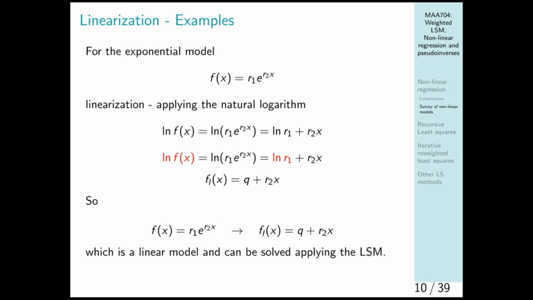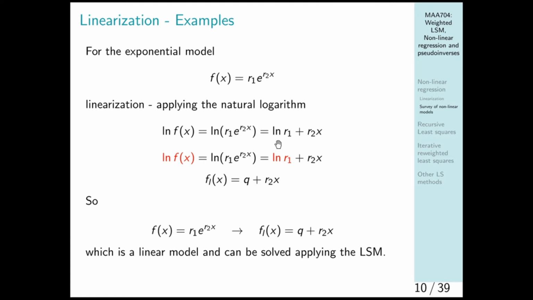For the first example, we're going to see the exponential model. This is definitely one of the most important. The trick we do here is we take logarithms. So we define a new function as the logarithm of f, and we call it f of L. And what we have when we calculate this logarithm is the property that it turns products into sums and powers into products.